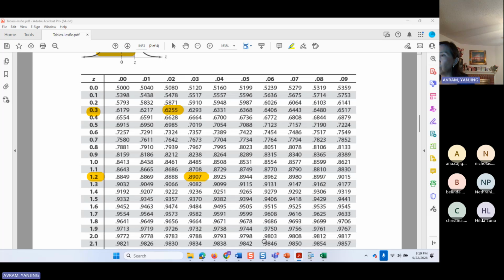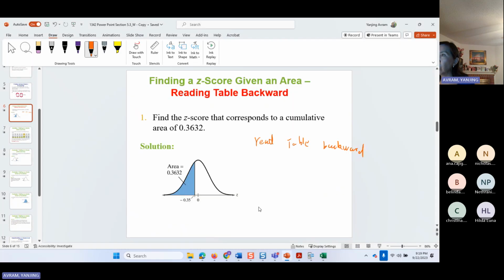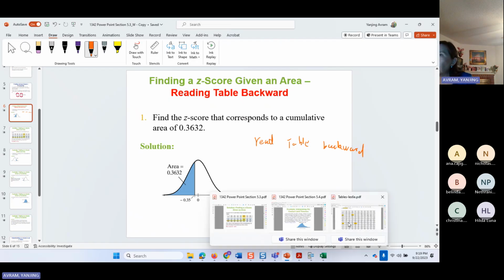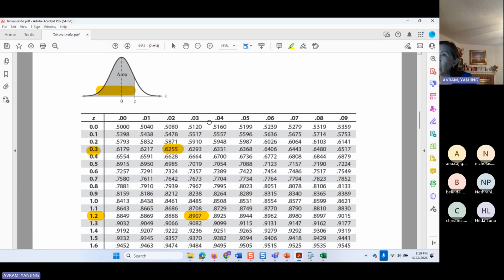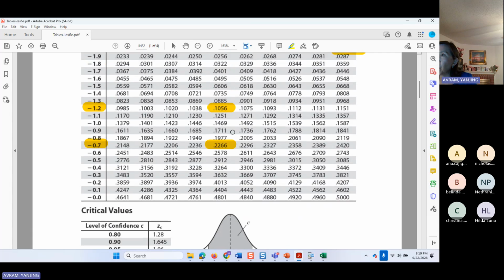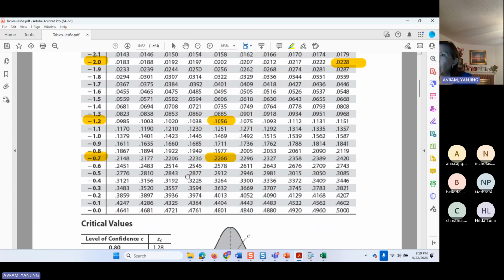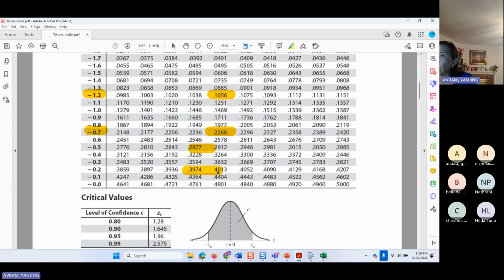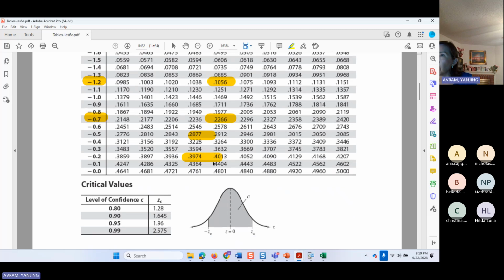Okay, so sometimes reading backward will be a little bit challenging, so sometimes I also like to use a calculator. All right, that's 0.3632. So if I go here, where's my 0.3632? Well, look at this one right here. It's too small, right? And then this one is too big. So 0.3632 should be somewhere right here in the middle.